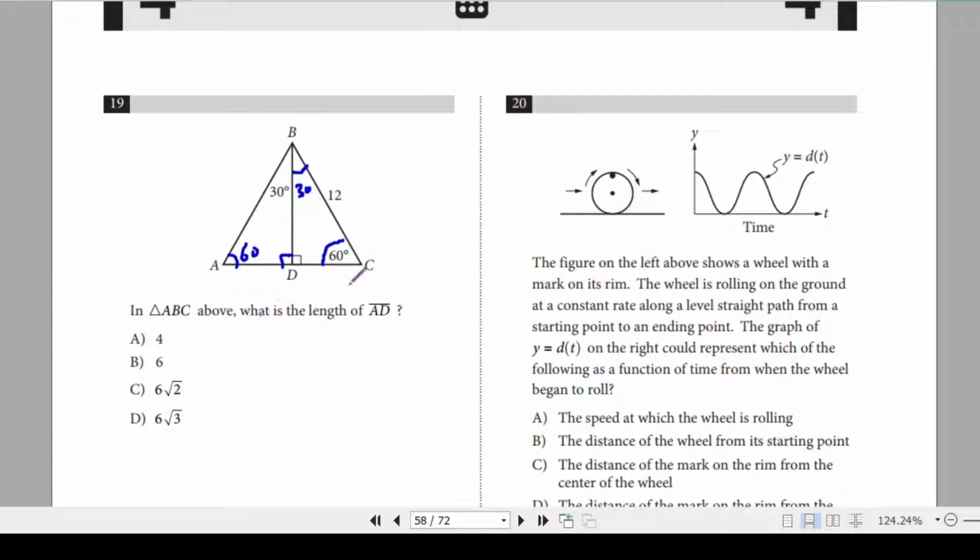Okay. And in a 30, 60, 90 triangle, this is 30, this is 60, and this is 90. Then this side is twice this side. If this is 1, this is 2. And of course, this is under root 2. You must memorize these ratios.